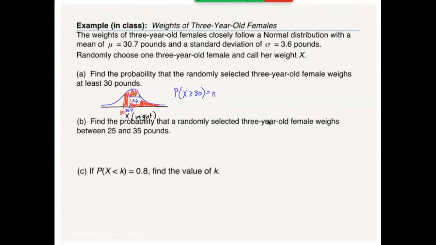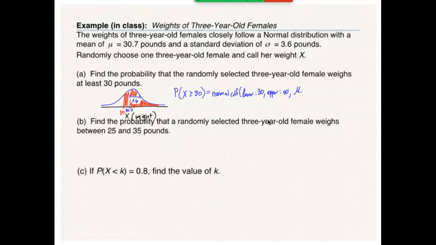So you go normal CDF. You also can't just give what the calculator inputs are. You have to label what the inputs would be. So remember lower. The lower bound is going to be 30, comma upper. The upper bound is technically infinite. Now there's no infinity button on your calculator, so we'll just throw a bunch of nines in there.